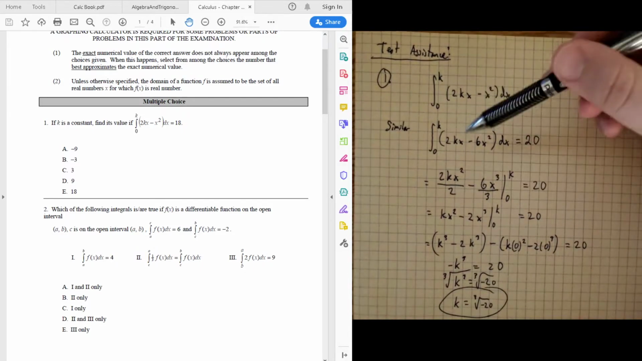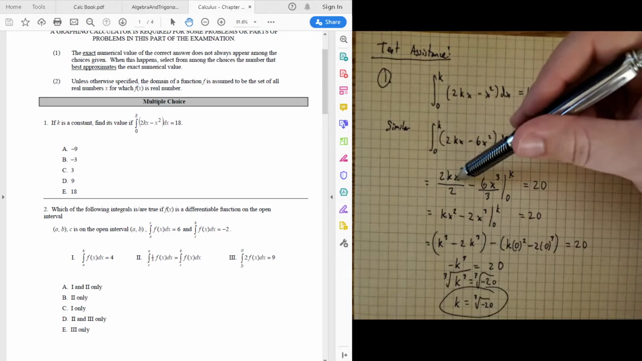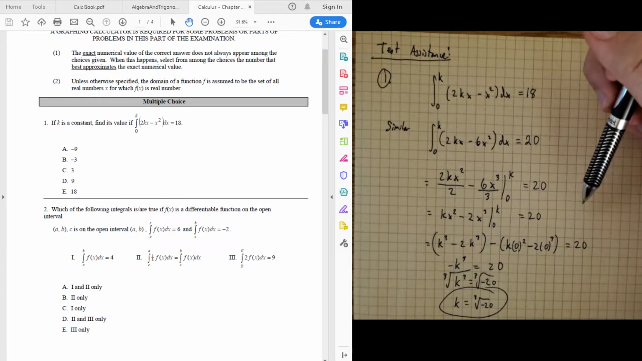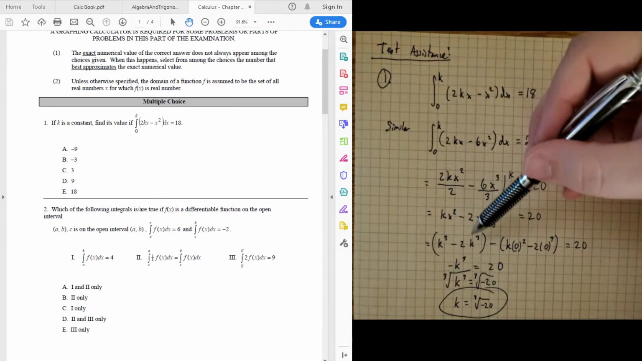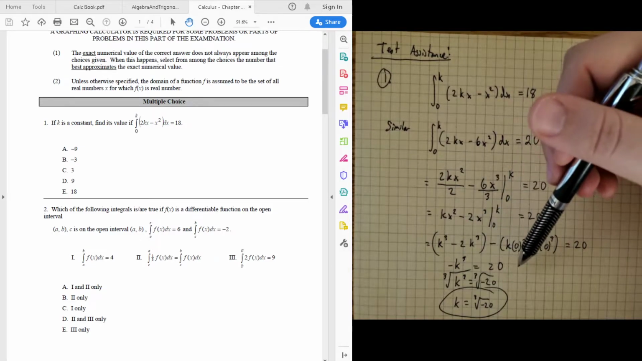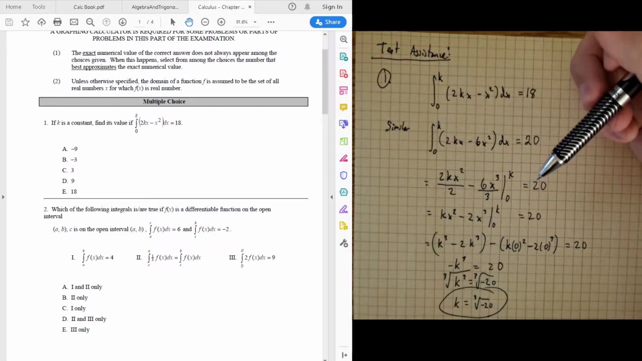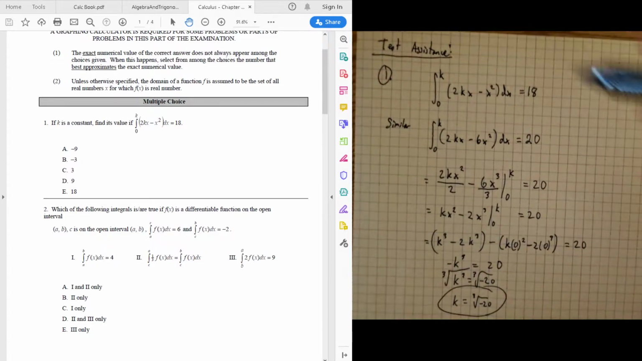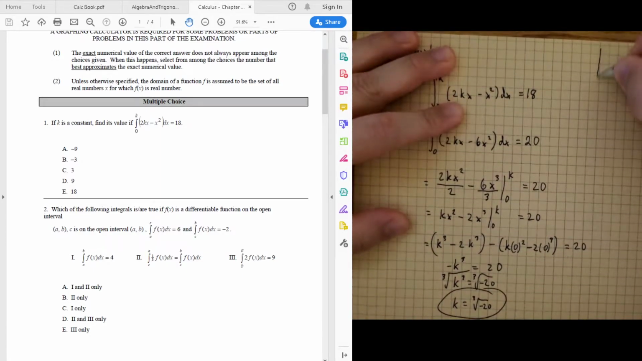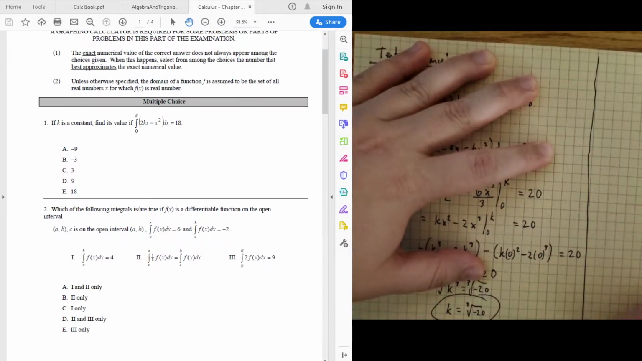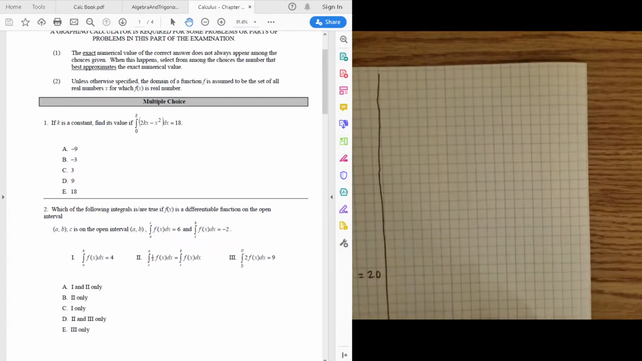So all you do is the same basic process as before, just with a k involved, and you already know what the solution is. When you're finished, you have to make your equation equal to the number, and then solve for k. That's the big difference between this and previous problems. So there's number 1. Let's look at number 2.